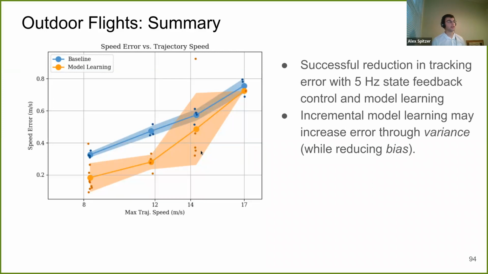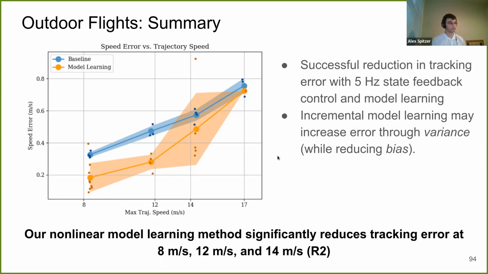And you might ask, is that a good thing? Maybe you prefer a repeatable robot or a robot that does what you expect. And so you can notice that the baseline system is actually quite repeatable. Each time you run the trajectory, you get the same error, even at say 17 meters per second. But yeah, so the takeaway in terms of the thesis is that yes, we're able to successfully reduce the tracking error at 8, 12, and 14 meters per second.